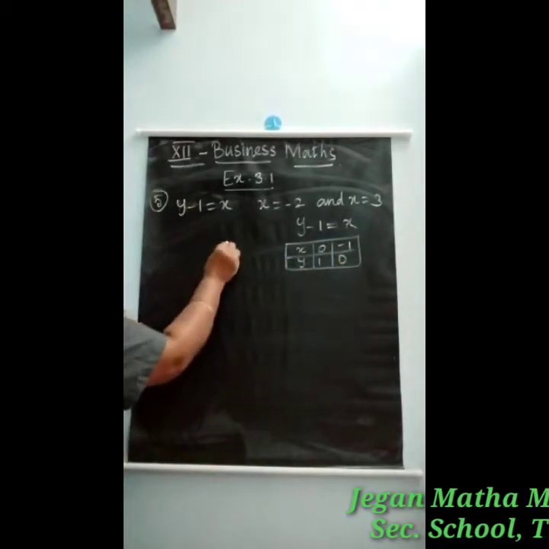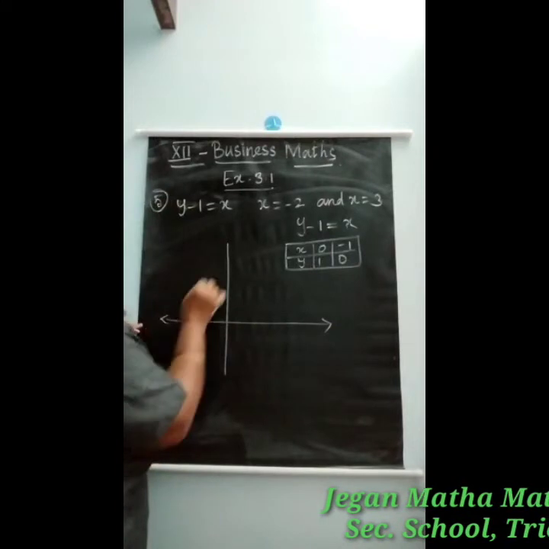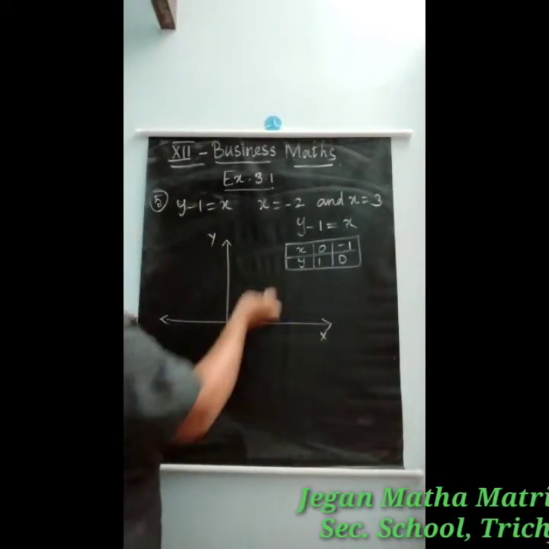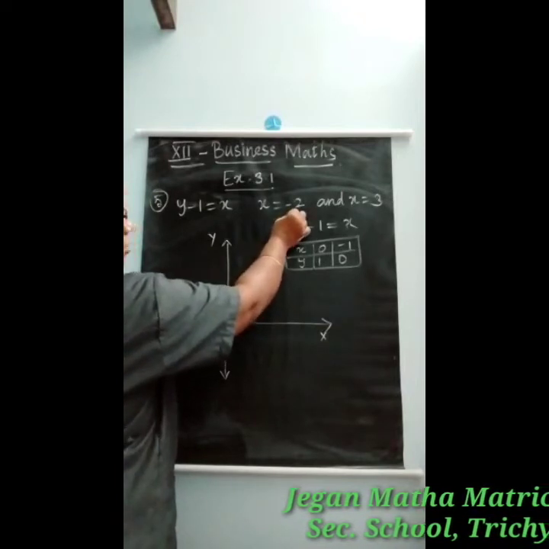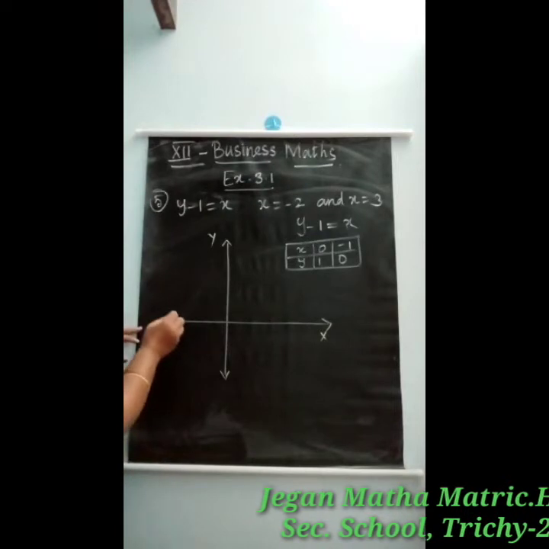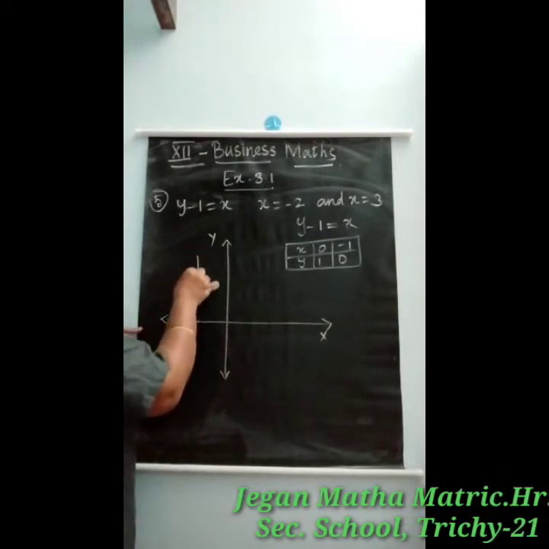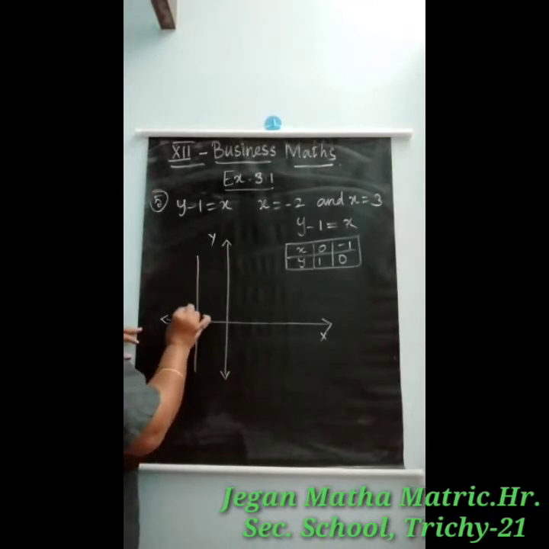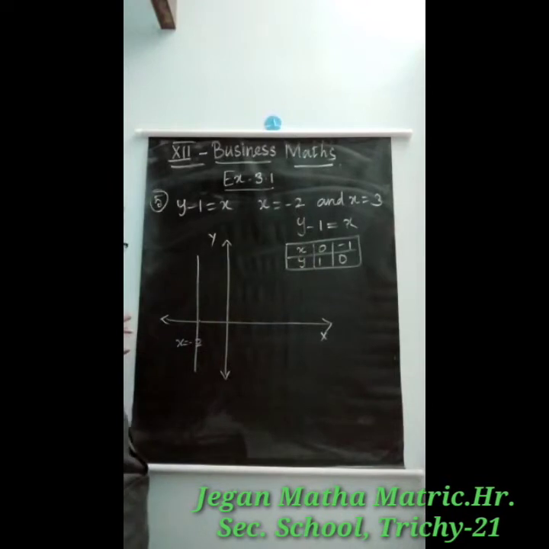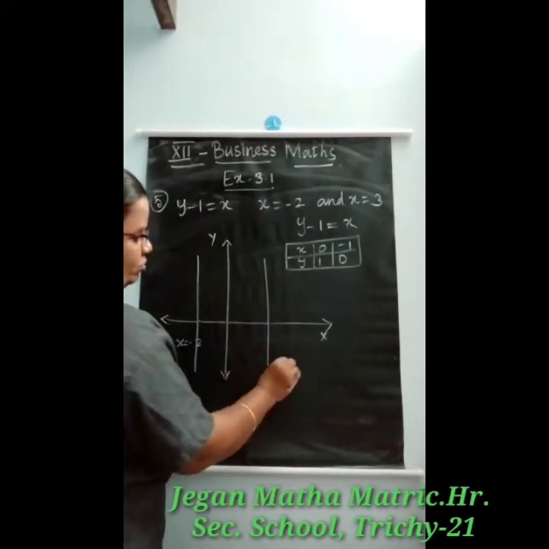Now we have to use the graph. First, this is the x axis and this is the y axis. First you have to draw the line x is equal to minus 2. X is equal to minus 2 means here minus 2, so this is a vertical line. This is x is equal to minus 2. And then x is equal to 3, so you have to take 3 on the right hand side. So this is x is equal to 3.